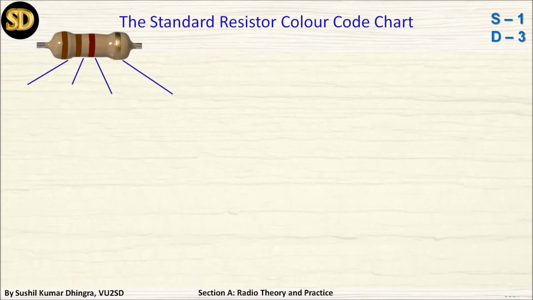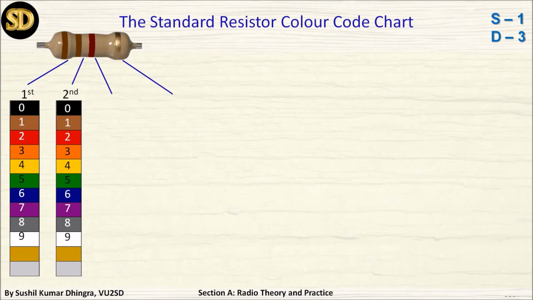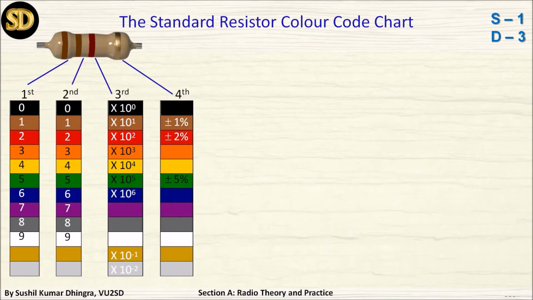And the fourth is tolerance. Now taking all the bands: the first band gives the value, the second also gives the value, the third is the multiplier, and the fourth is the tolerance. Now take the help of this chart and first understand.